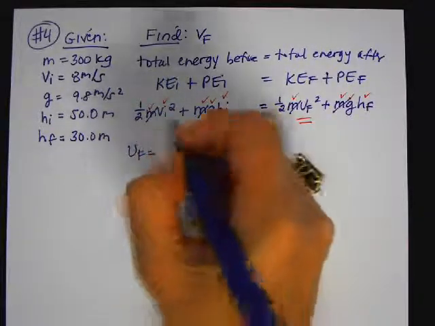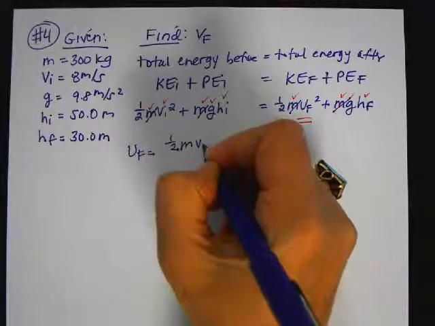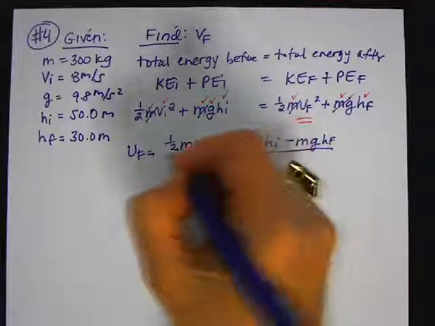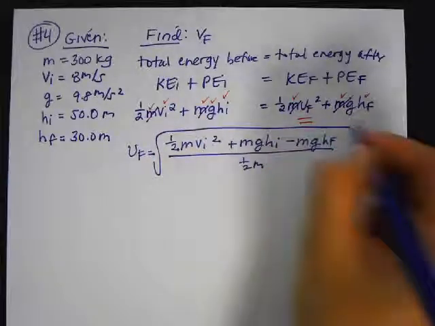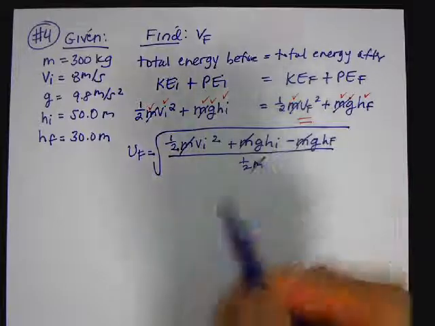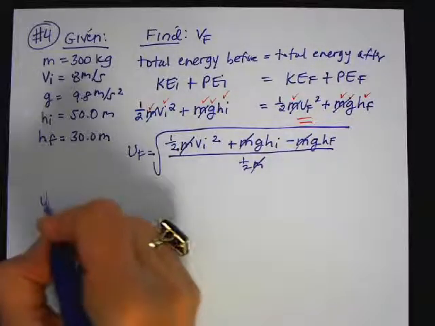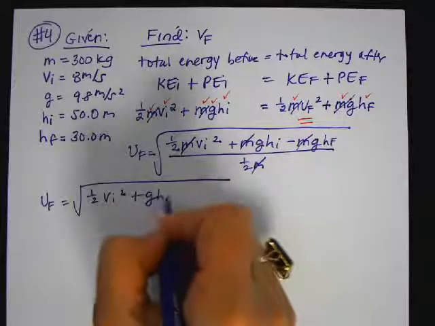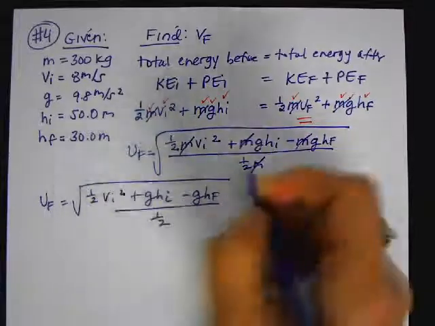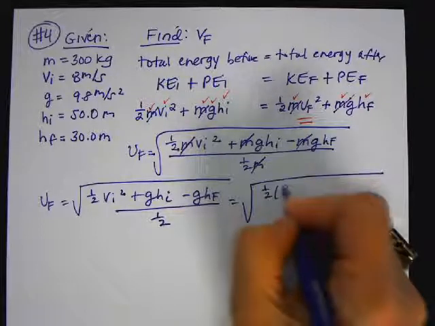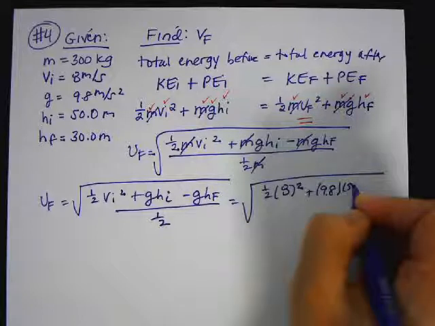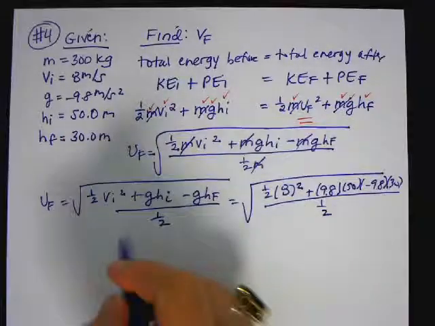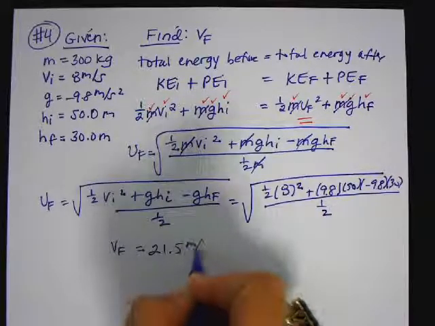So I would say vf is equal to, and if you want to leave the 1/2 there, even though your math teacher wouldn't like it, you can do it, plus mghi minus mghf divided by 1/2 m, square root. Then I would substitute, oh, I got rid of the m's, I forgot. Then I would substitute all my values. It would be a lot nicer if you did this without the 1/2, but it doesn't matter. So I have 1/2 vi squared plus ghi minus ghf over 1/2. Now if I substitute in my values, I have 1/2 times 8 squared plus 9.8 times 50 minus 9.8 times 30, divided by 1/2. So vf comes out to be 21.5 meters per second.